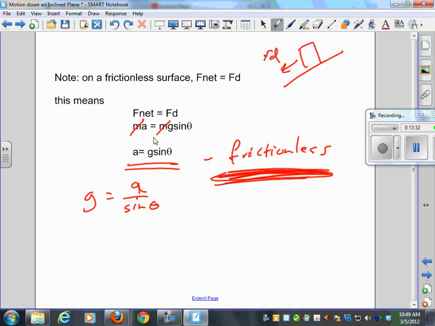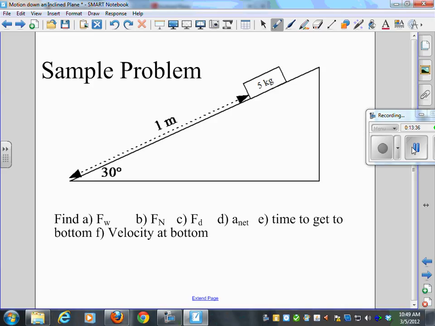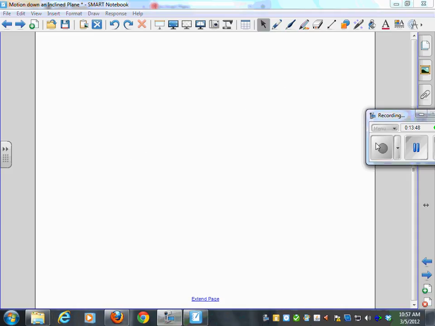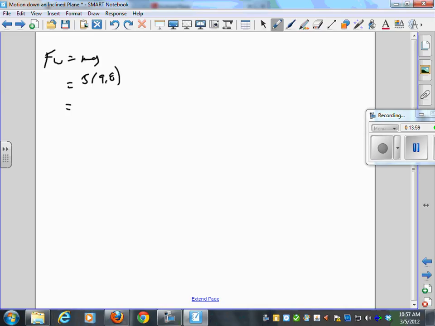Are you ready to see the answer? No? You want to try it? Okay, you guys give it a try. Okay, so very first thing we're going to find is the weight force. Mass times gravity. 5 times 9.8, which is 49 newtons. So we have 49 newtons, Mary, of weight force.